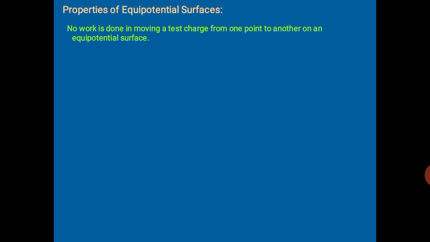See, some properties of equipotential surface. No work is done in moving a test charge from one point to another on an equipotential surface. See, potential is same means no potential difference. If no potential difference, then no work is done. How do we measure the work done? Potential difference into charge.